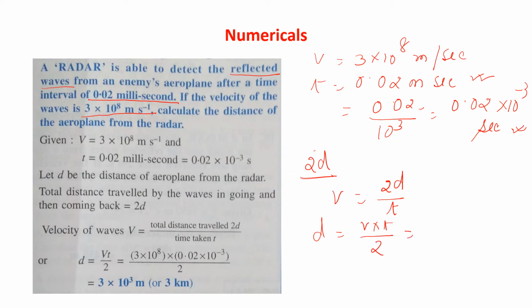Now put the value of V, that is 3 into 10 to the power 8. The value of T is 0.02 into 10 to the power minus 3, divided by 2. Now if you solve it, you will get the answer 3 into 10 to the power 3 meter, or 3 kilometer. Am I clear?